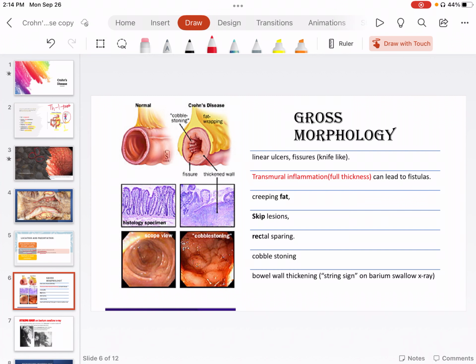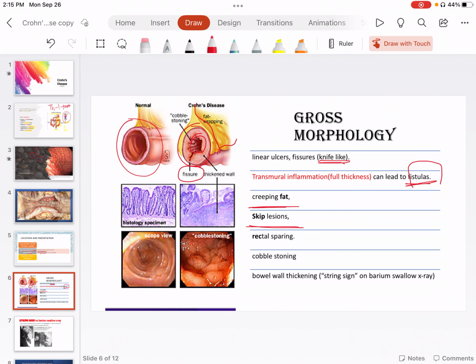Here you can see linear ulcers and fissures in Crohn's disease as compared to normal. You can see that there is narrowing down of the canal due to transmural inflammation of the walls. There is fat wrapping around the colon, and there are fissures which are knife-like. There are linear ulcers which can eventually complicate into fistulas. Due to full thickness involvement, they can lead to formation of canals or openings, known as fistulas, outside the GI tract. And you can notice creeping fat here.